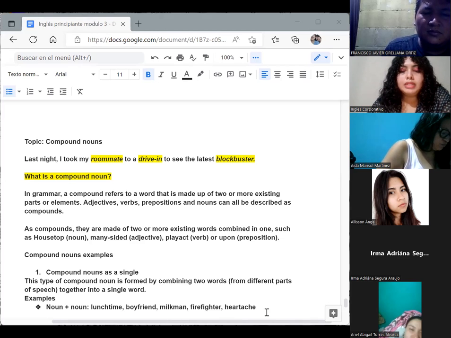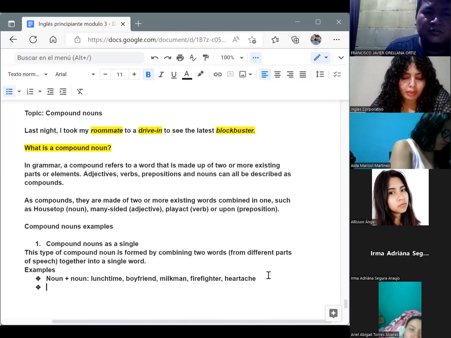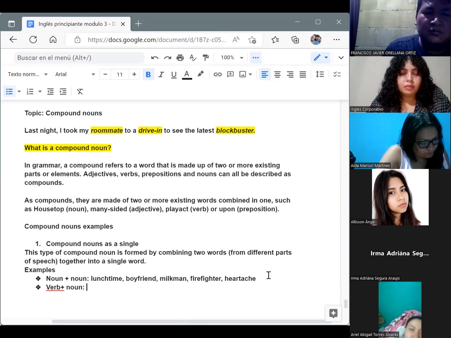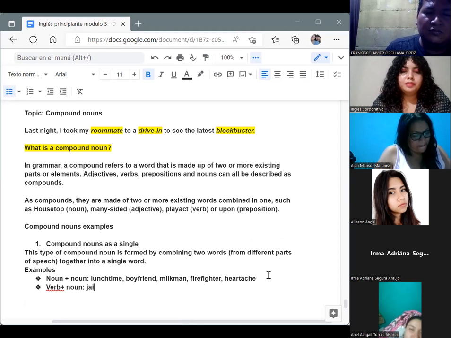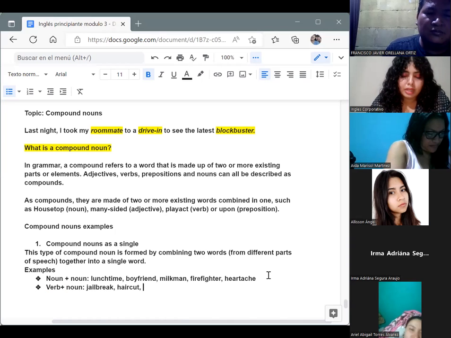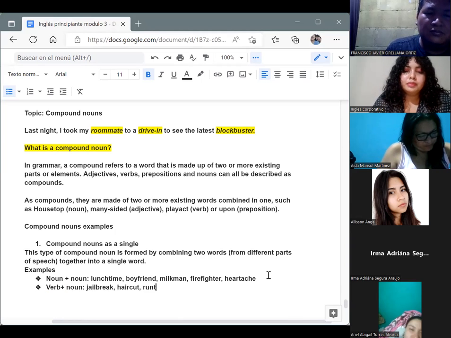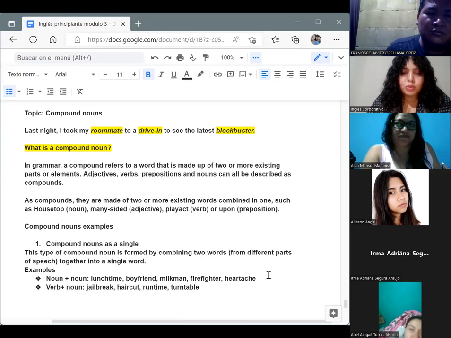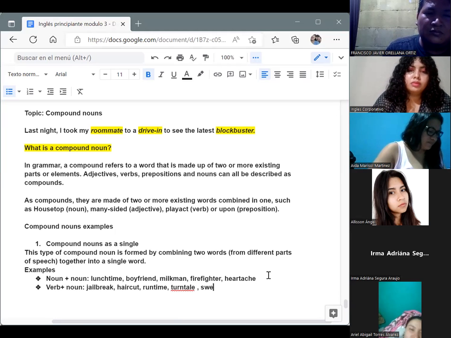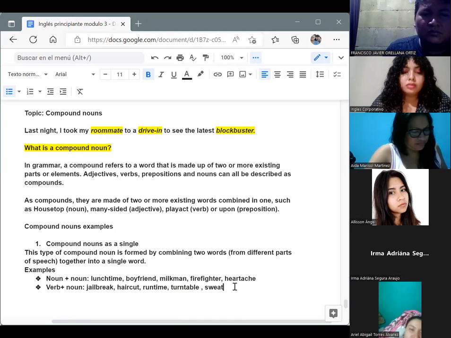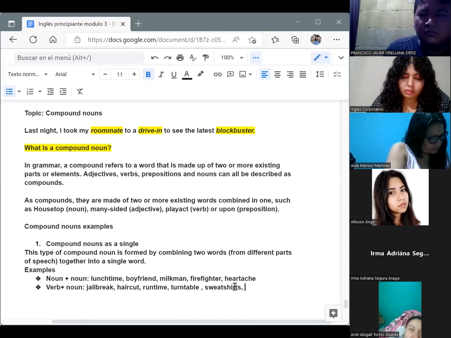Así que ahí tenemos noun plus noun. Let's see the second one. Verb plus noun. Tenemos verbo más nombre. And we have here jailbreak, haircut. El corte de cabello. Runtime. Turntable. Sweatshirts. Table. And buskill.